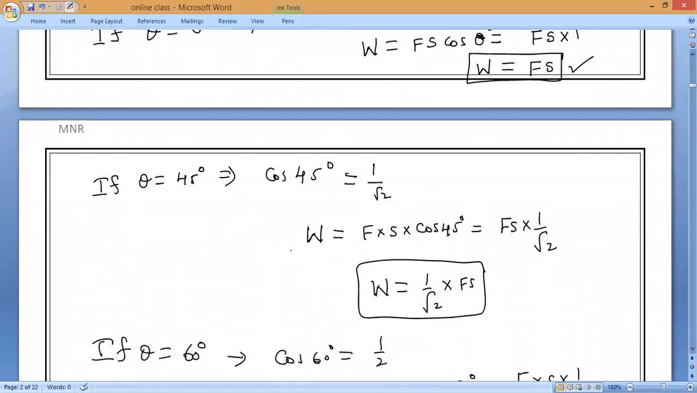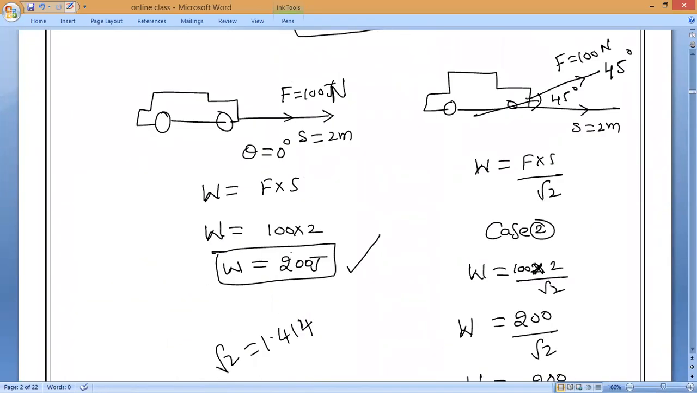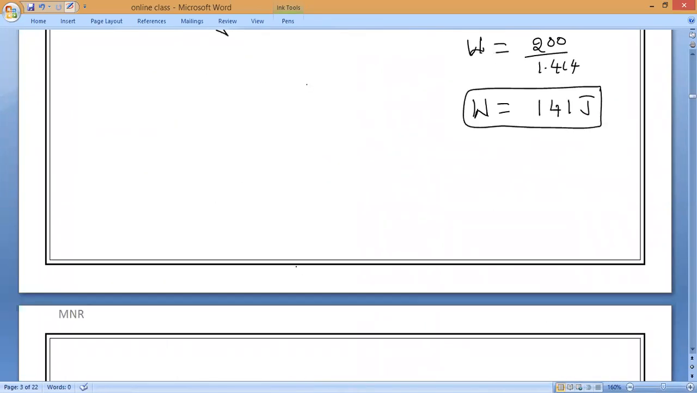Now, examples of positive work done. Can you give examples of positive work done in our daily life? I want them from your mouth.